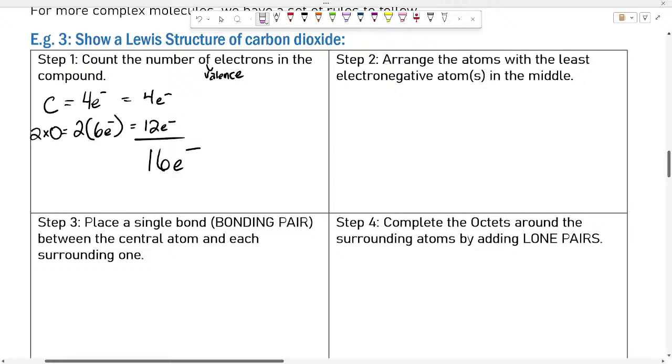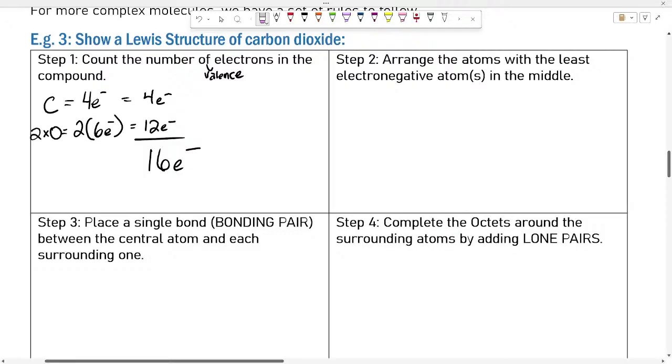In this case, 16. Does that feel okay? Only the valence electrons are going to be involved until they're not. For now, only the valence electrons are going to be involved. So now, arrange the atoms, and if you're not sure where they should go, as a rule, the electronegative ones will want to get away from each other. So usually the least electronegative ones go in the middle.